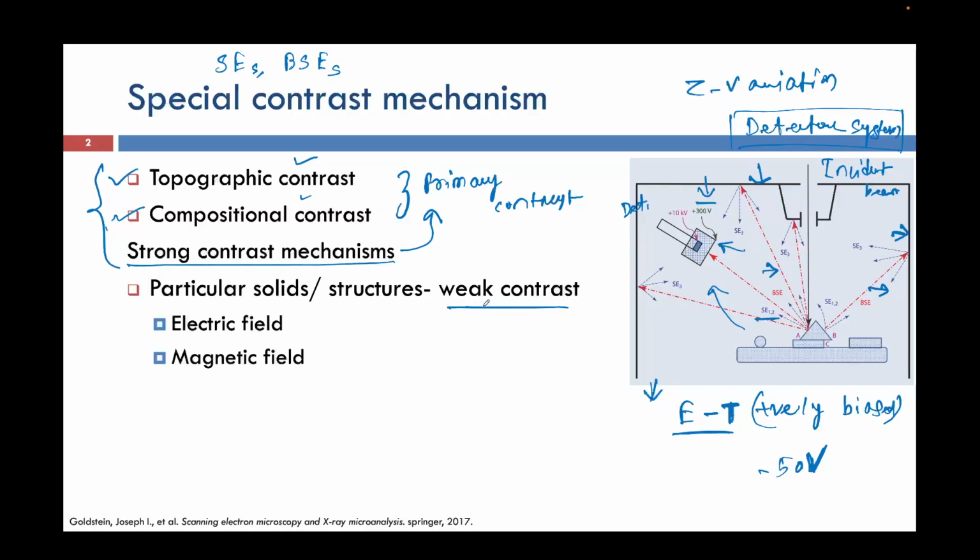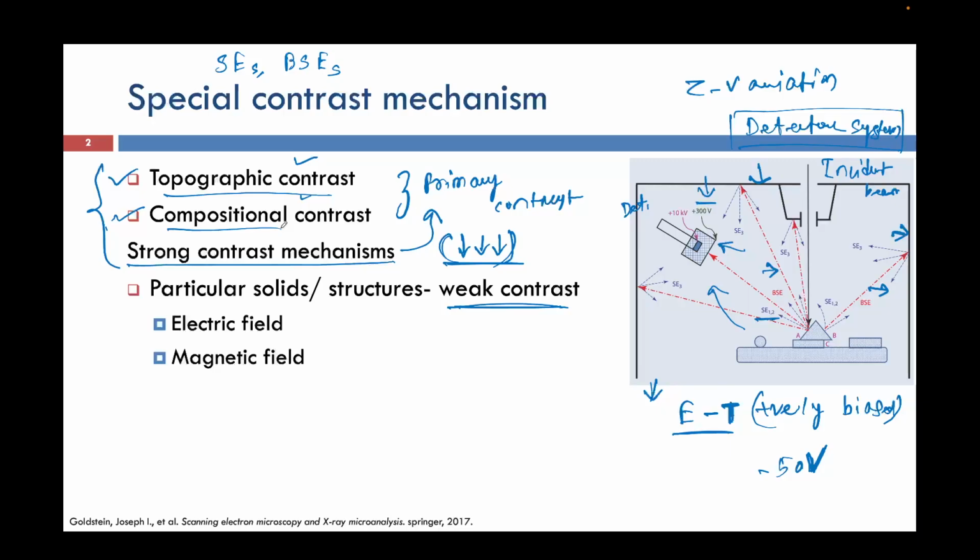And to see those contrasts, we have to make sure that the strong contrast mechanism is as low as possible. When your strong contrast mechanism is present, you will not see this weak contrast mechanism. To see it, you have to make sure that your strong contrast mechanism, that means topographic contrast as well as compositional contrast, is as low as possible.